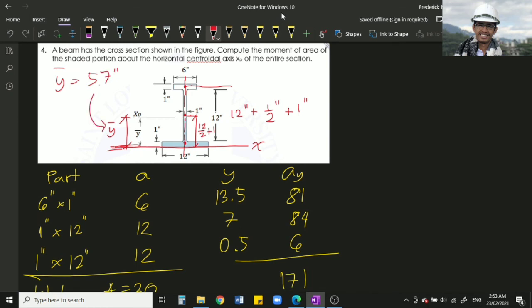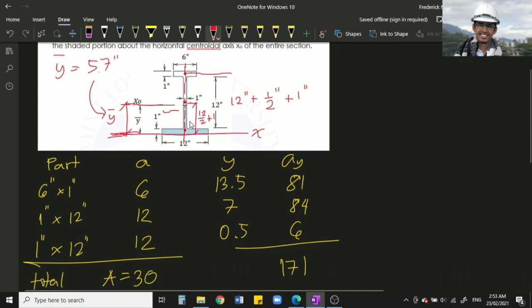Okay? So, now we can get the moment of area of our shaded portion. The moment of area of the shaded portion about the horizontal axis, XO, of the entire section. So, this is our horizontal axis, no? XO. So, this is its horizontal axis. So, we already got the bar Y, that is 5.7.